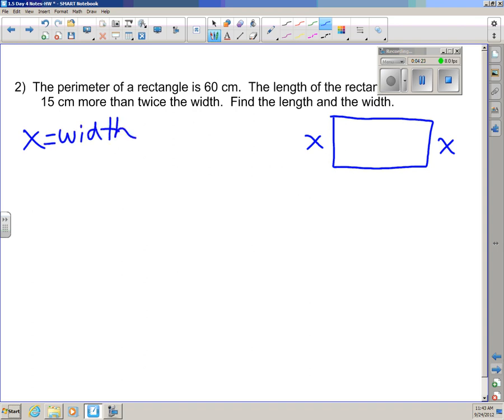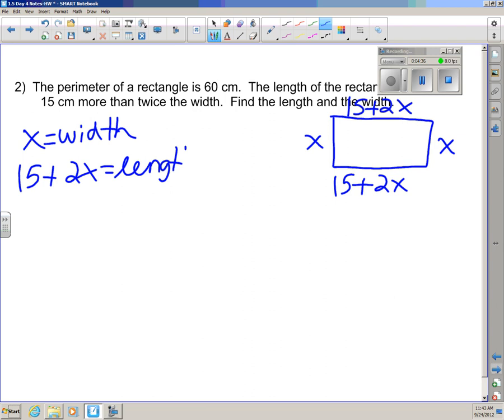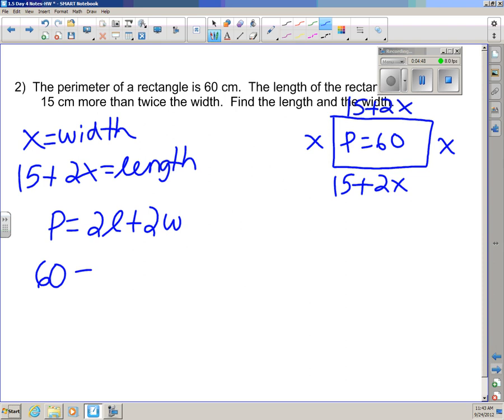Well, the length is 15 centimeters more than twice the width. So 15 plus 2x equals the length. Perimeter I know because it tells me, is 60. Well, to find the perimeter, it's equal to twice the length plus twice the width. So I'm going to set up my equation and say 60 equals 2L plus 2W. My length I know is 15 plus 2x. My width I know is just x.